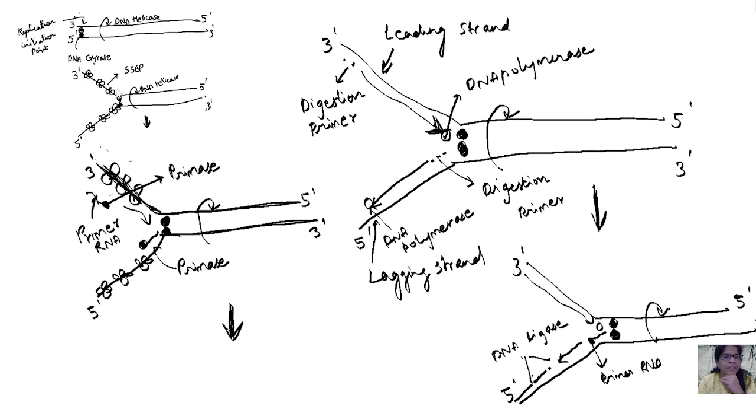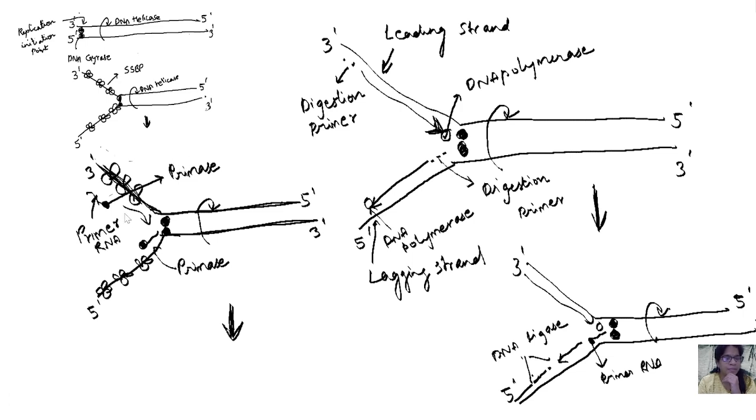They help you maintain these two strands as single strands only, because they have to act as a template for producing the second strand. So this is what you call single strand binding proteins. Once they are ready for that, the immediate thing that comes is primase, an enzyme that produces the RNA primer.